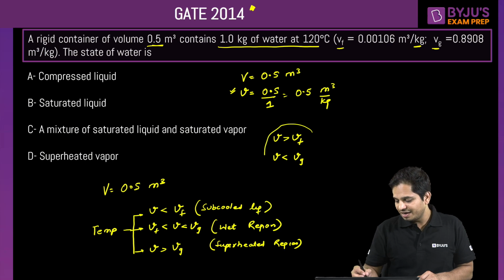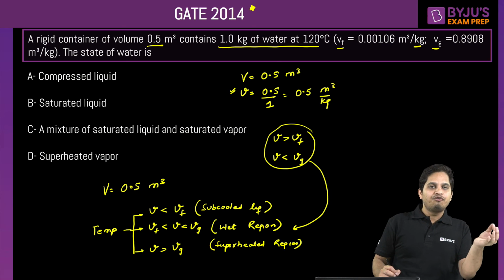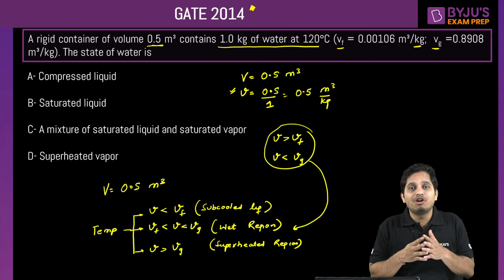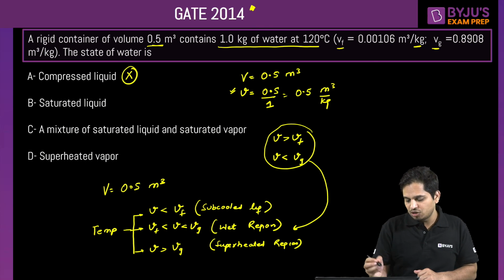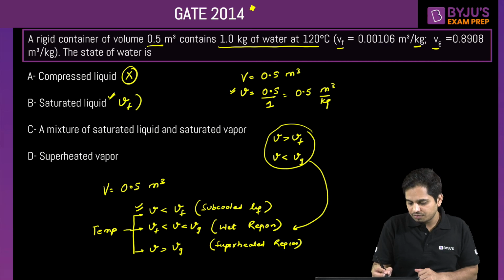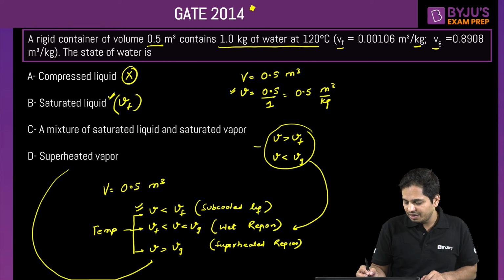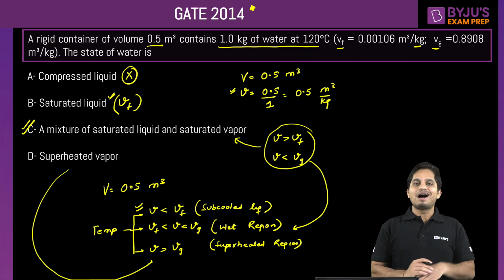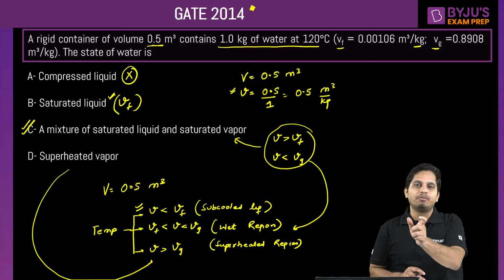So what is the condition? This is the second condition: the specific volume lies between Vf and Vg. If it lies between Vf and Vg, we have a wet region, a liquid plus vapor mixture. Compressed liquid, no, that is the first condition. Saturated liquid, no, that is Vf. Superheated region is the third condition. But the condition that is true here is the second one, so this is our correct answer. Our specific volume lies between Vf and Vg, and therefore the state is in the wet, mixed region.